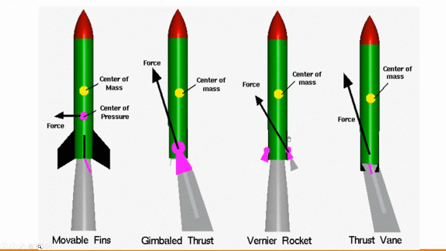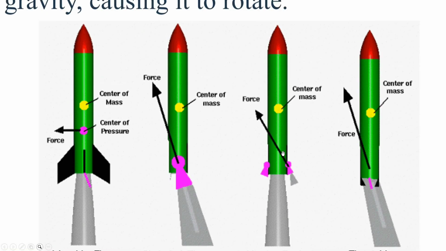Vernier rockets. Some older rockets, such as the Atlas missile, used small auxiliary engines at the base of the main rocket to generate control torque. These small engines, known as vernier rockets, fired independently to rotate the rocket in the desired direction. While effective, vernier rockets added extra weight due to additional fuel and plumbing, which made them less efficient. As a result, this method has largely been replaced by gimbaled nozzles in modern rockets.